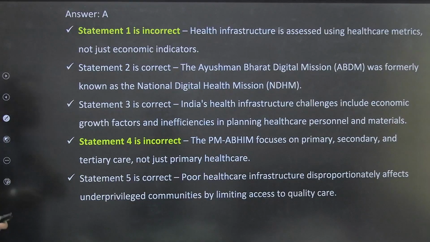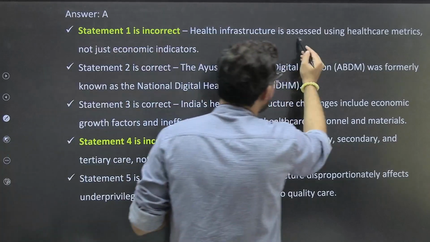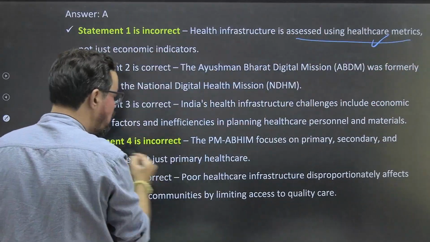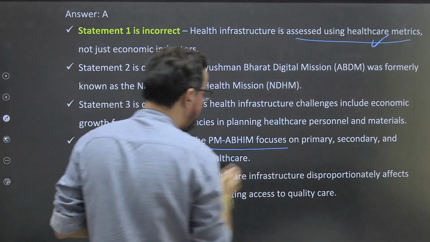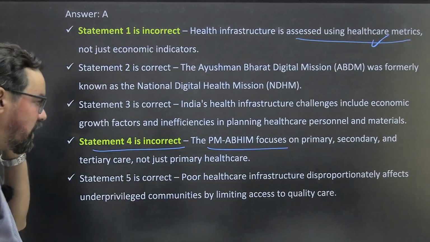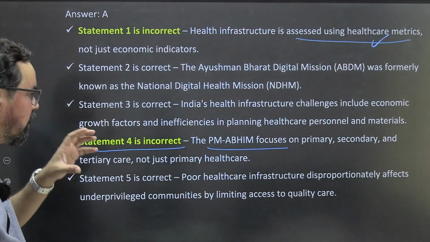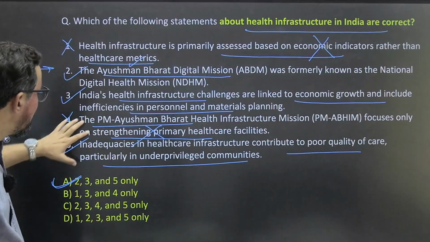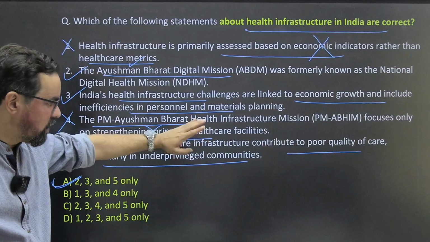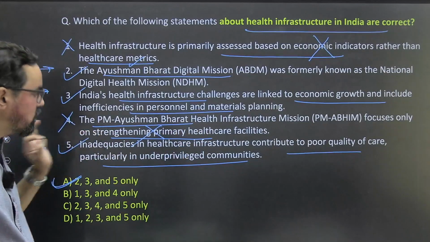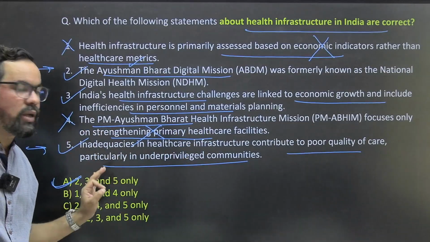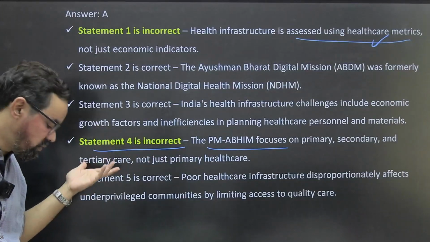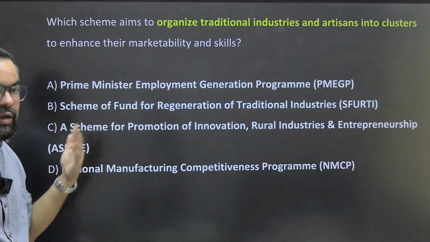Okay? So statement 1 was incorrect. Healthcare infrastructure is assessed based on healthcare metrics, and 4 was incorrect. PM-ABHIM focuses on primary, secondary and tertiary. What was given here was that the Pradhan Mantri Ayushman Bharat Health Infrastructure Mission focuses only on strengthening primary healthcare. No, it is not only about the primary, it is all types of healthcare infrastructure, which include the secondary and the advanced one also.